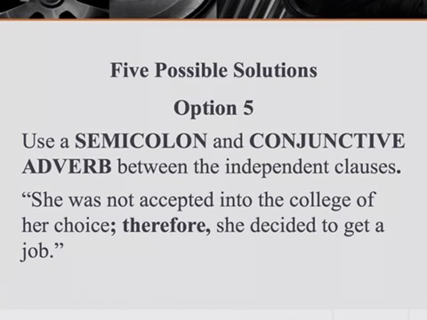The final method is to use a semicolon and a conjunctive adverb between the clauses. Conjunctive adverbs connect two independent clauses, showing a relationship such as sequential order, contrast, or similarity. Finally, conversely, additionally, and therefore are all conjunctive adverbs. She was not accepted into the college of her choice; therefore, she decided to get a job.